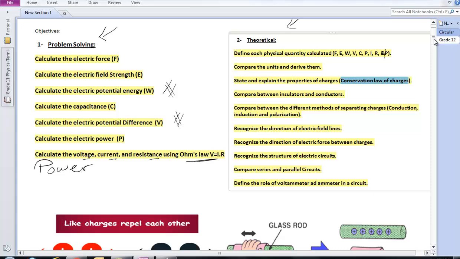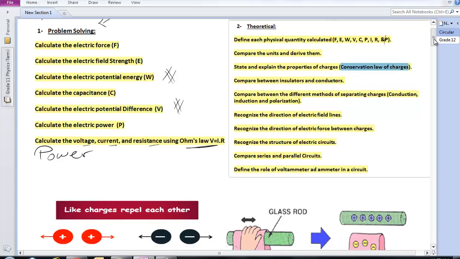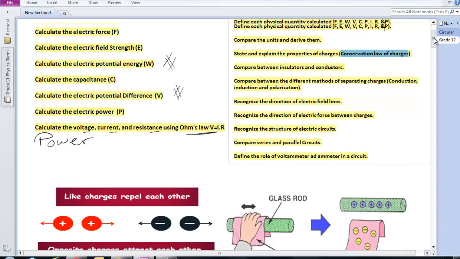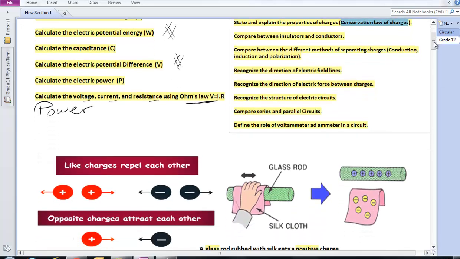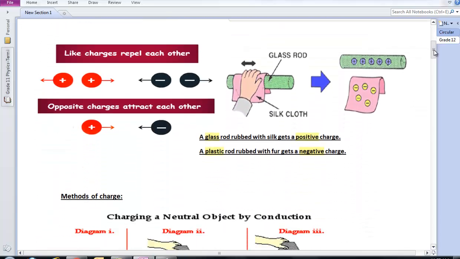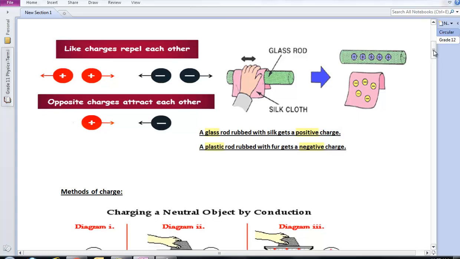So first of all, we need to define the meaning of an electric charge and the properties of the electric charge. As you can see, one of the most important properties of charge is that like charges repel and opposite charges attract. So if you have a positive and a positive, they repel, and if you have a negative and a negative, they repel. But if you have a positive and a negative, they attract.